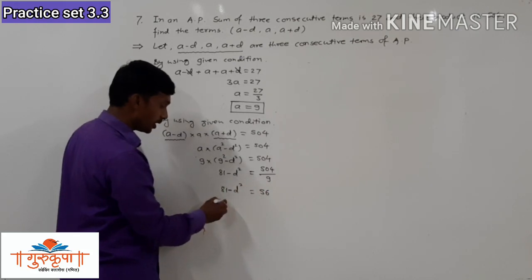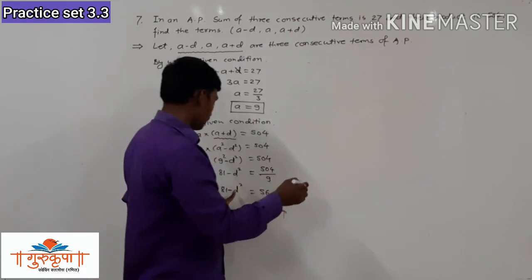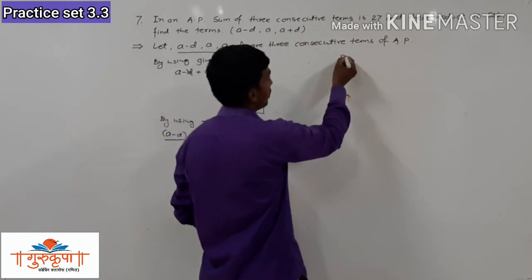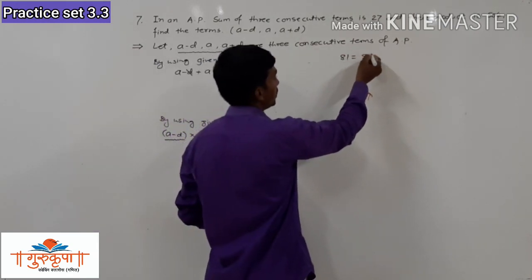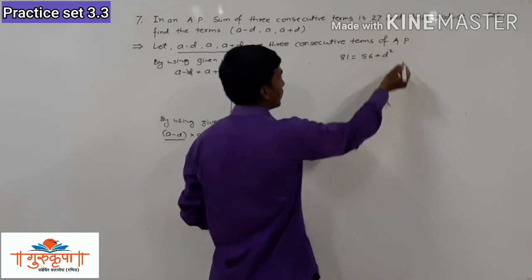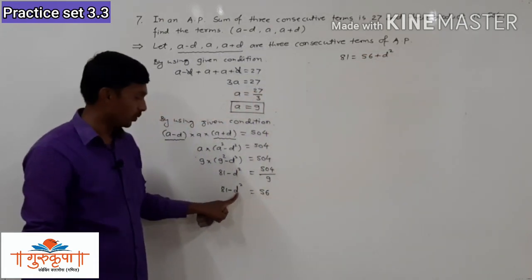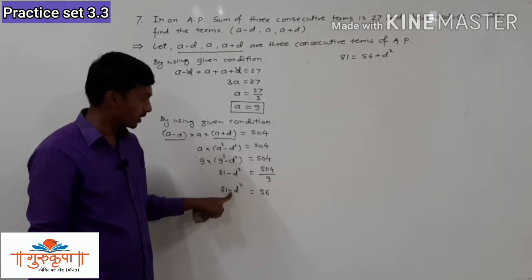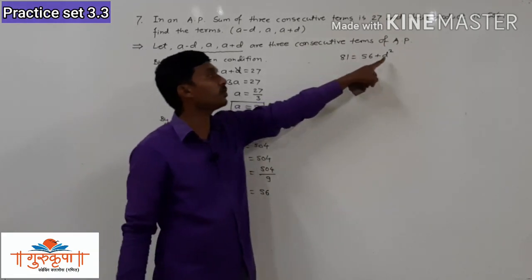Now we will transfer this minus d square to the right side and 56 to the left side. So you will get 81, we will transfer this term first. So 81 is remaining here only. It is equal to 56 plus d square. Here we have to find the value of d, but the term including d is negative, since we transfer it to the right side, it will become positive.